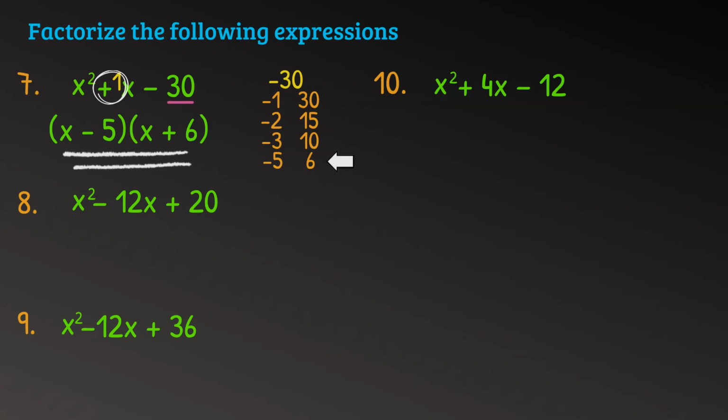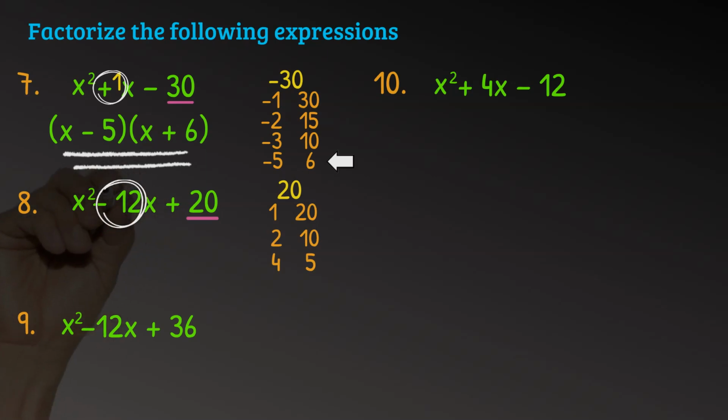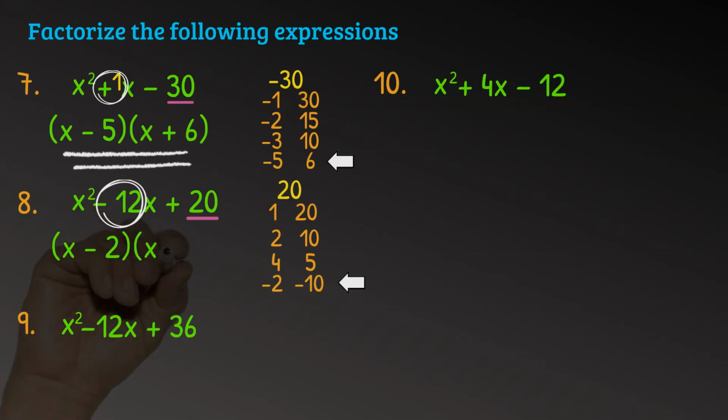In number 8, the numbers need to multiply together to give us 20. So we could have 1 times 20, 2 times 10, or 4 times 5. But they need to add up to give us -12. And we have 2 and 10, which could give us +12. Therefore, if we had a -2 and a -10, that would add up to give us -12 and multiply together to give us +20. So our answer is x minus 2 times x minus 10.